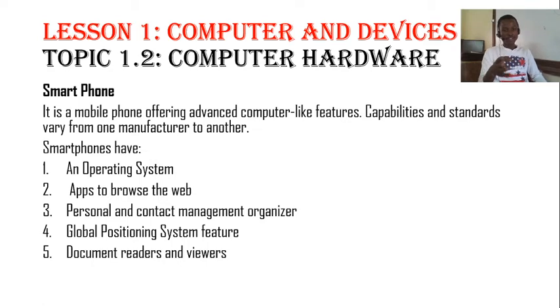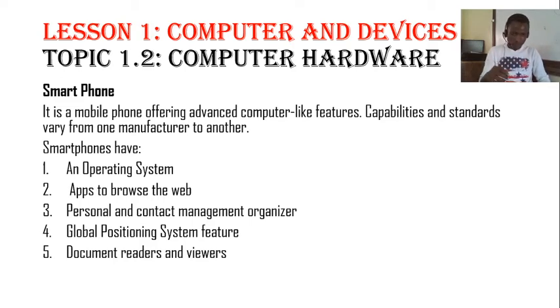So smartphones have what I've listed there. A smartphone has an operating system. We can have a smartphone that runs on Android. Most of the smartphones run on Android. Android is an operating system. An operating system is basically the software that allows a computer device to run. So the computer device cannot run without an operating system. Just like the name suggests, it's a software that allows the device to operate.